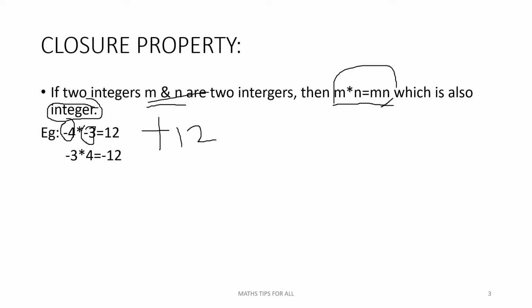Even the same thing here: -3 is m and 4 is n. So when we multiply both, minus into plus, always remember first we have to multiply the signs. Later on we should move on to the numbers. So minus into plus is always minus. 3 4s are 12, so it should be -12. So both are also integers, -12 and 12 both are integers.